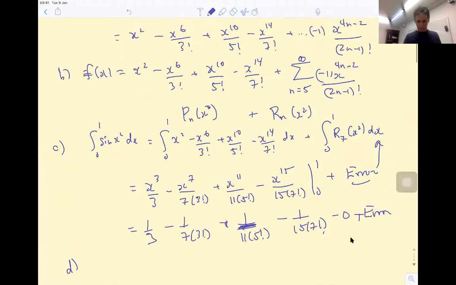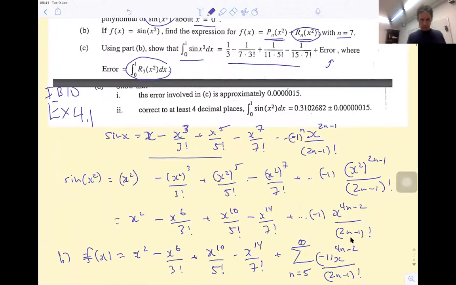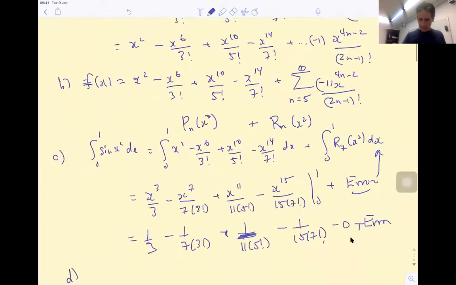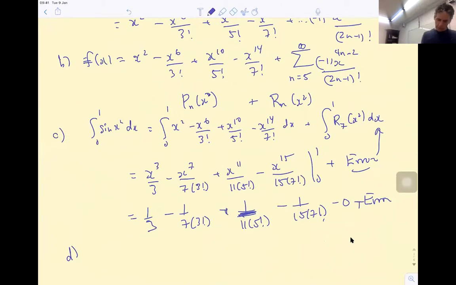And then part D of this question says, the words that are missing here are show that the error involved is approximately equal to this bit here. Okay, and then correct to 4 decimal places. We want to show, therefore, as a result, that this definite integral is equal to this bit plus the amount over here. So we want to look precisely at that error term for this question.